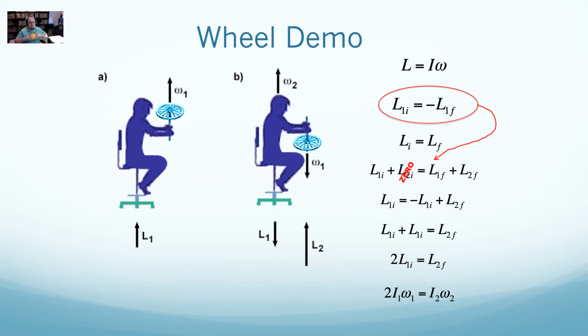General idea is angular momentum is conserved. The total angular momentum doesn't change. And so if I suddenly try to change the angular momentum and I take the wheel and give it a different angular momentum, suddenly I get angular momentum so that the total is the same.